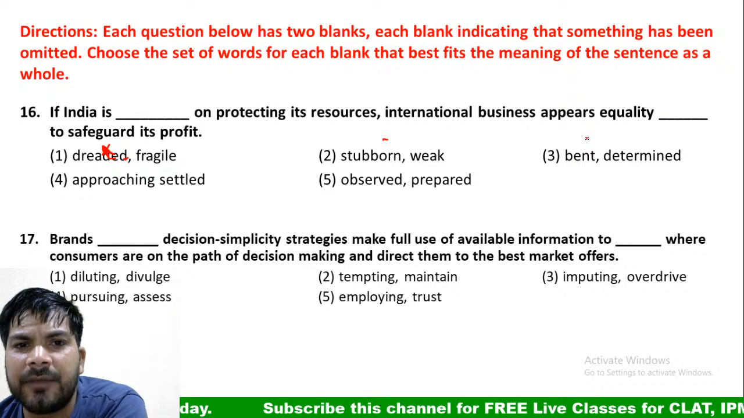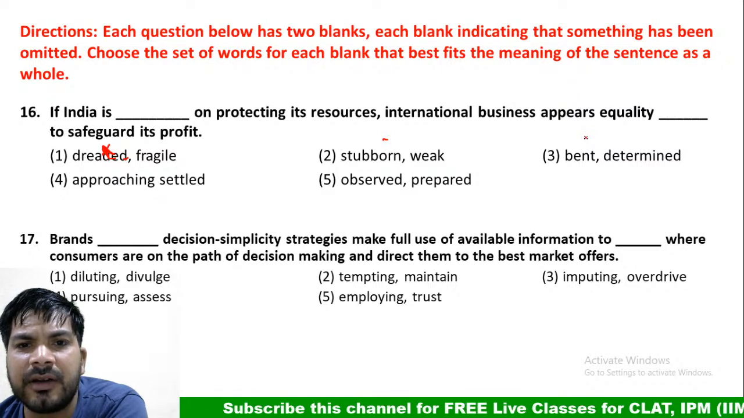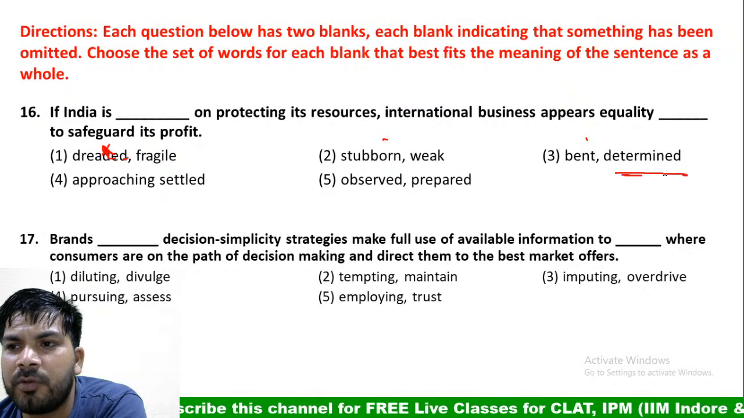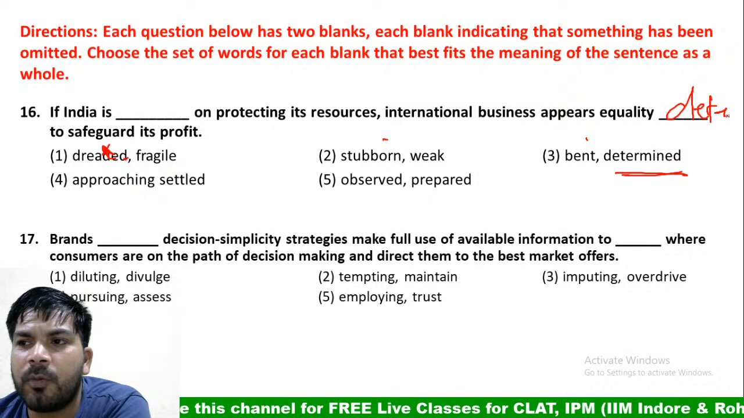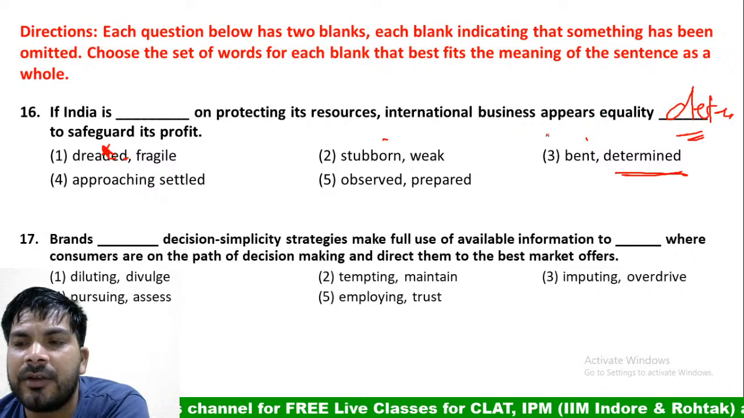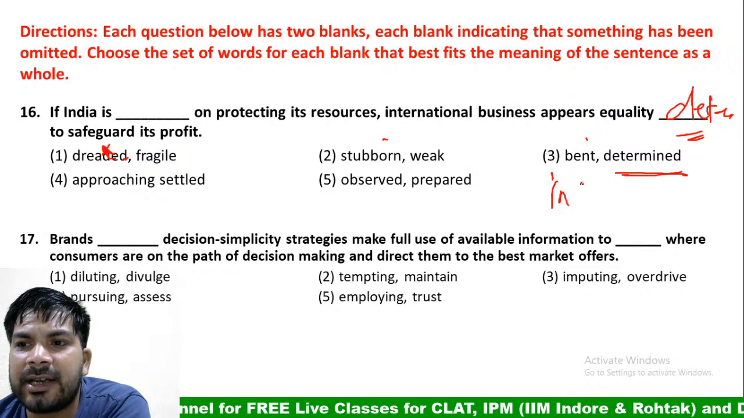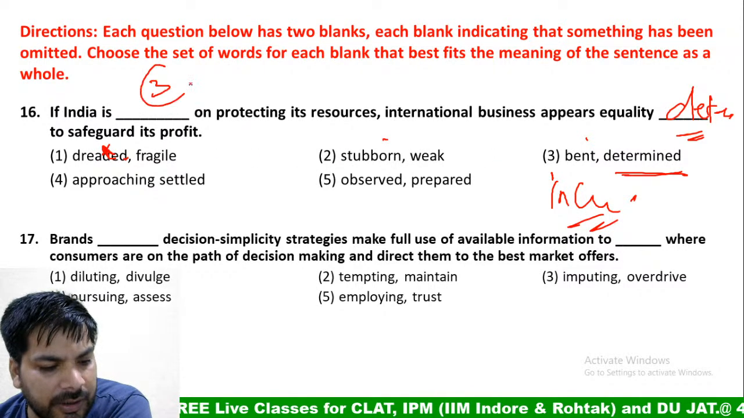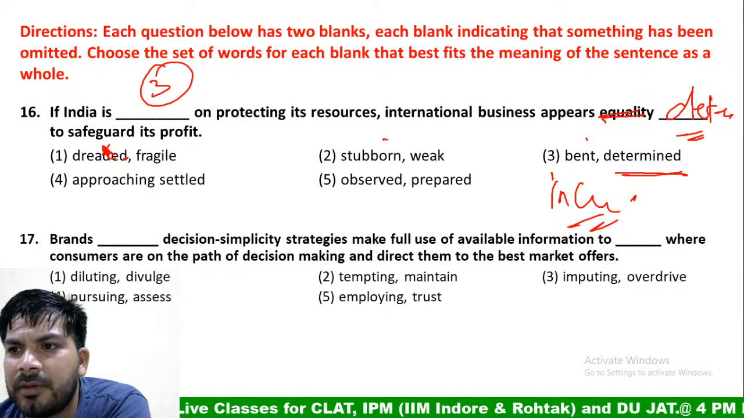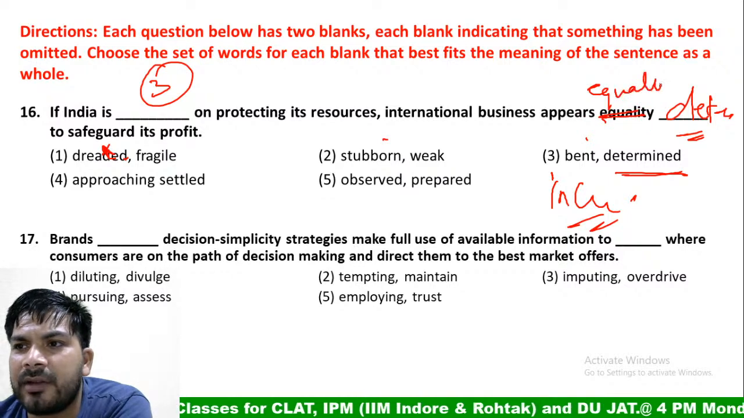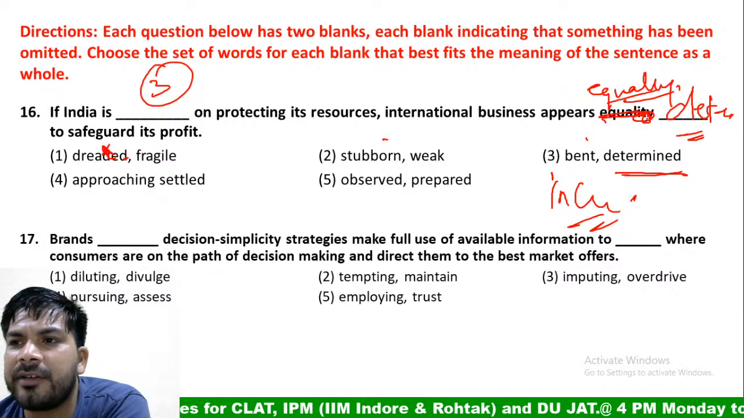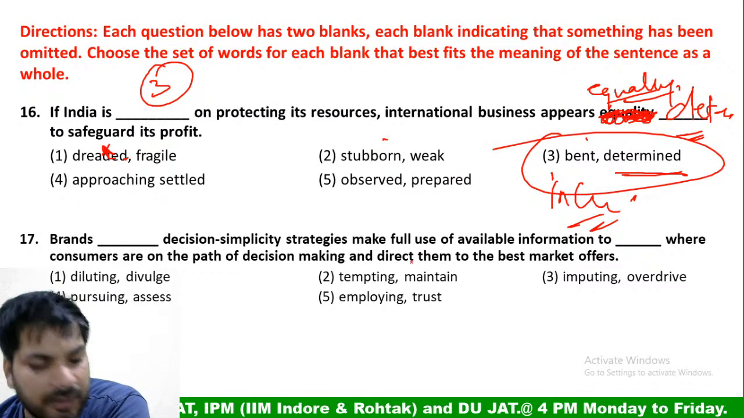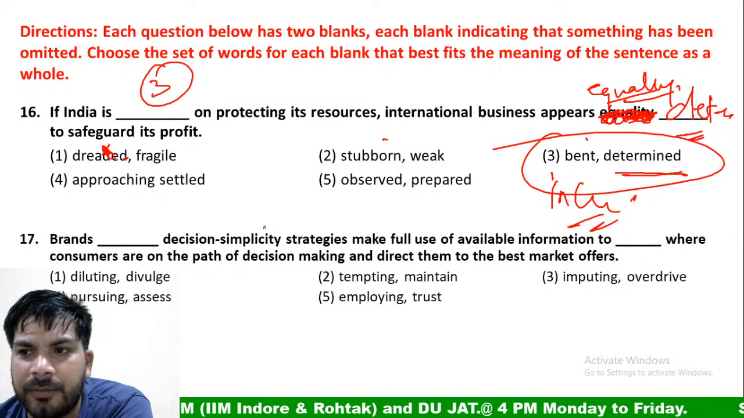I think if India is determined, see, the last word will be determined out here, right? Because determined to safeguard its profit. So India is bent. Bent means what? Inclined, right? So I think the correct answer should be the 3rd out here, 16th. Equally is the right word out here. Equality is a mistake, I think it is a typing mistake. That's the most suited answer.